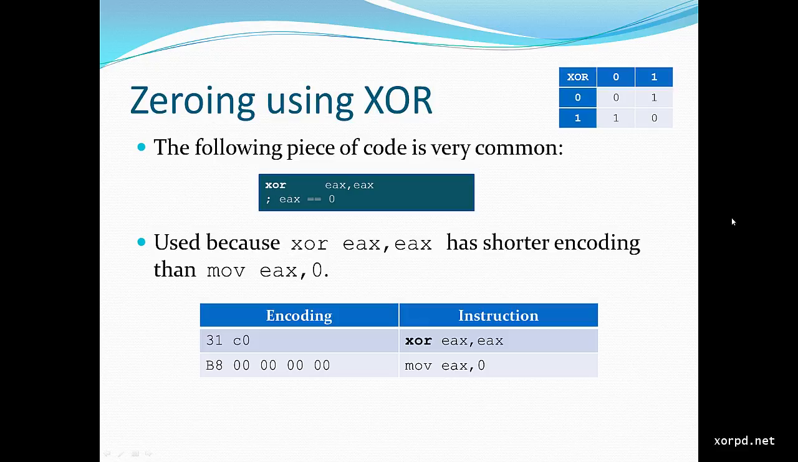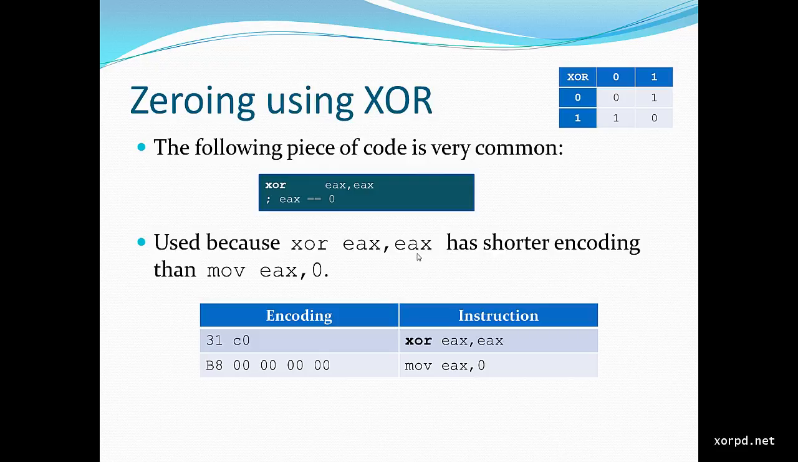Zeroing using XOR. The following piece of code is very common. In fact, you are going to see it in almost every piece of assembly code which is large enough. Whenever an assembly programmer wants to zero a value, it will usually use this expression, XOR EAX, EAX, or maybe XOR EDX, EDX. This expression is used because XOR EAX, EAX has shorter encoding than MOV EAX, 0.